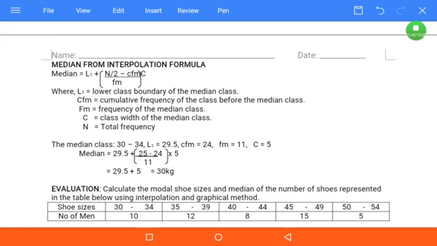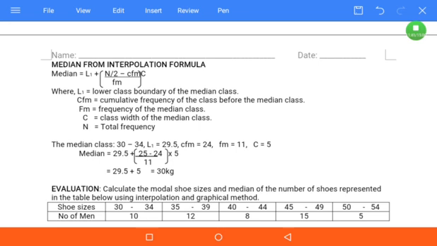Okay, quickly let's talk about the median from interpolation. We've talked about the median from the cumulative frequency curve. Now, what about the median from interpolation? The median has its own formula too, just like the mode, but the formula is different. The median is given as L1 plus (N over 2 minus CFM) over FM, everything times C. What's L1? L1 is defined as the lower class boundary of the median class. CFM means cumulative frequency of the class before the median class. FM is the frequency of the median class. C is the class size or class width, and N is the total frequency.